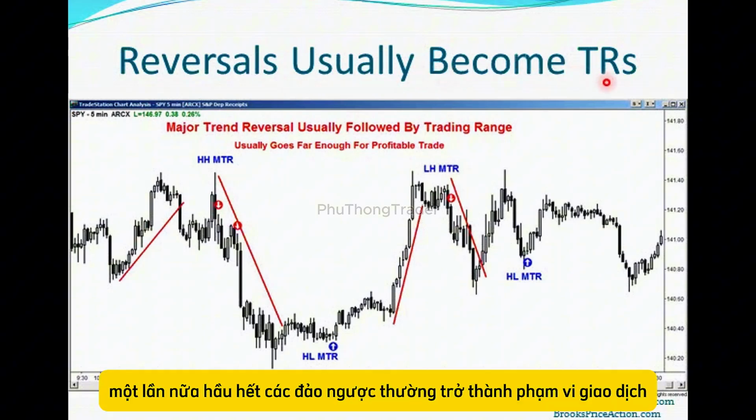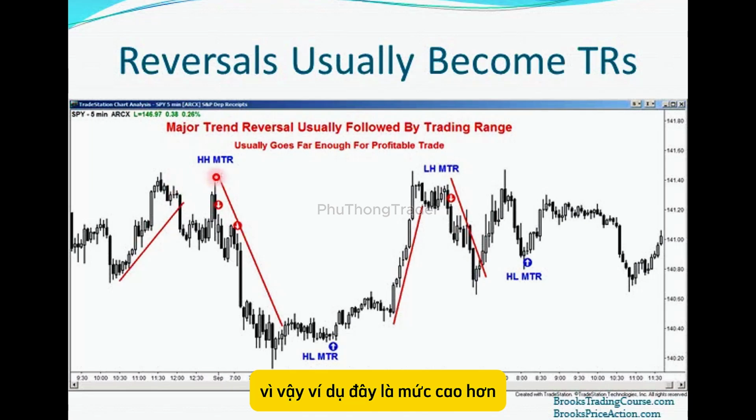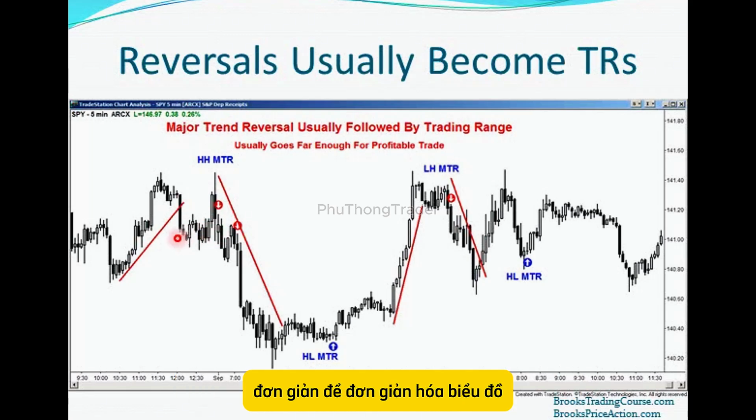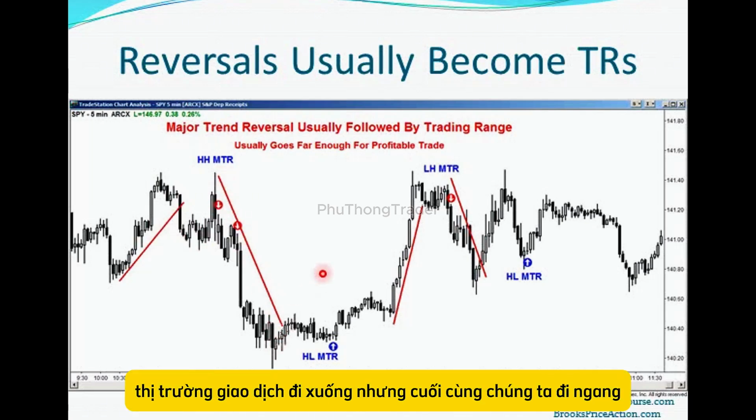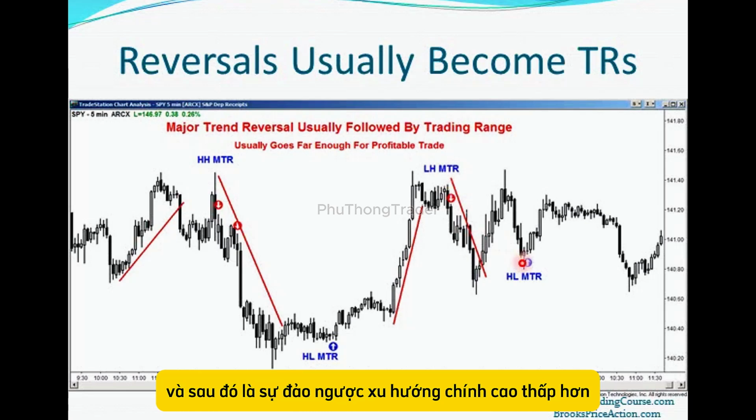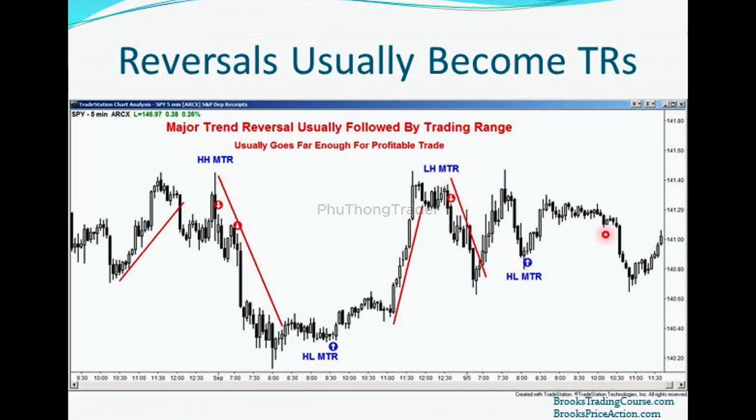Again, most reversals usually become trading ranges. So for example, here's a higher high major trend reversal, a trend line break. I don't have the moving average drawn in here simply to simplify the chart. So we got a trend line break, a higher high major trend reversal. The market trades down, but we ultimately go sideways. Here we have a bear trend, a trend line break, a higher low major trend reversal. The market goes up, but again within a trading range. And then a lower high major trend reversal and a higher low major trend reversal.